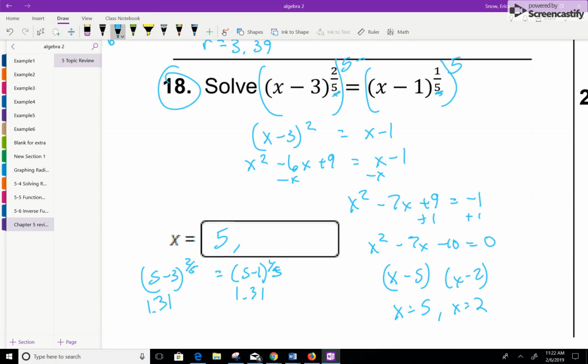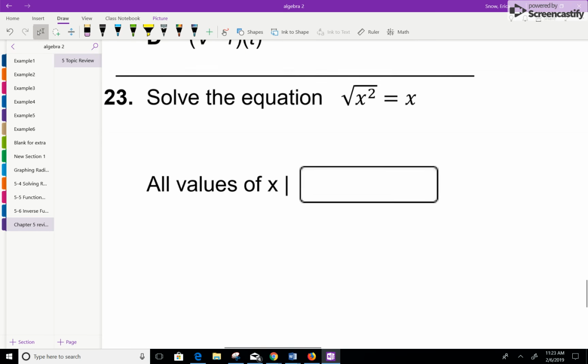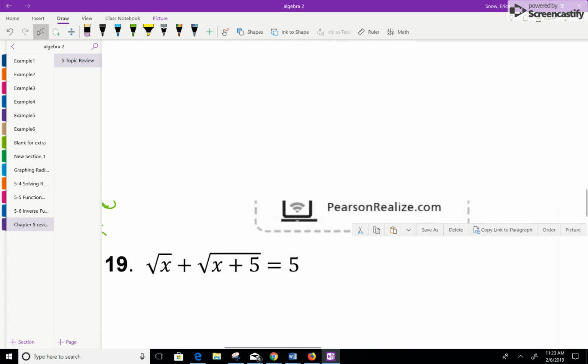Then I need to know if 2 works. So we get 2 minus 3 to the 2/5 equals 2 minus 1 to the 1/5. So I'm going to get negative 1 to the 2/5, and I get negative 1. And then I get 1 to the 3/5, which gives me positive 1. Those are not equal, so 2 does not work. 4 more problems, y'all. We can do this.